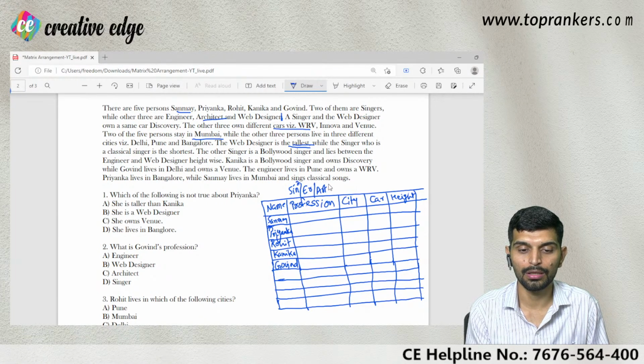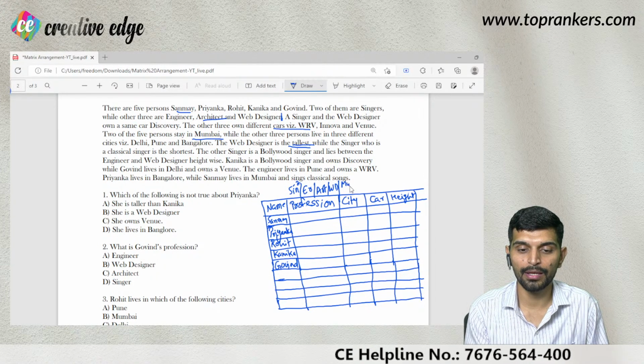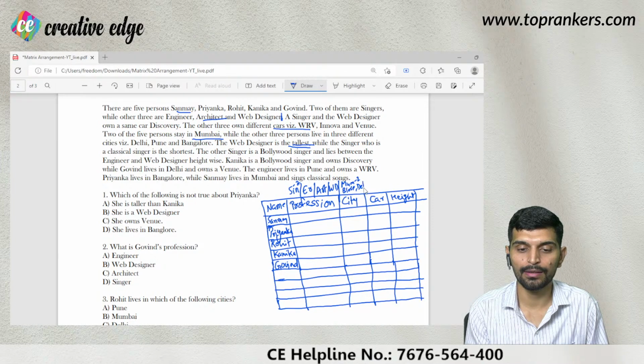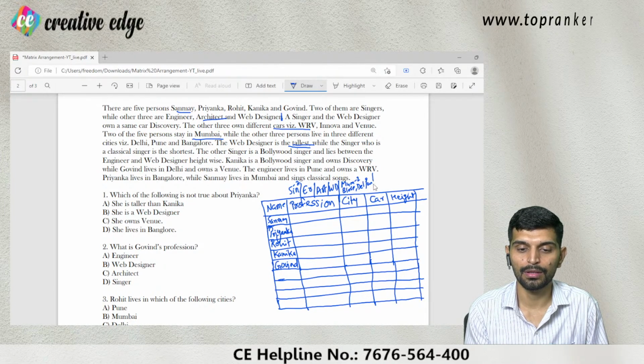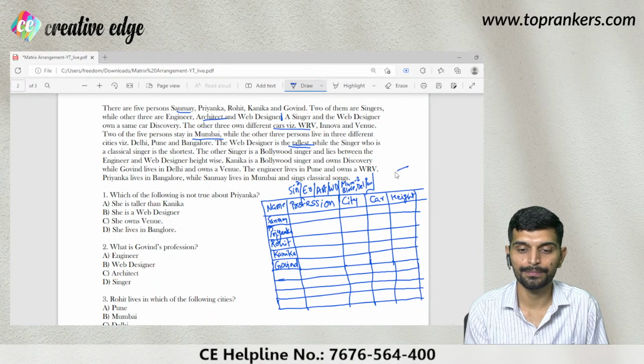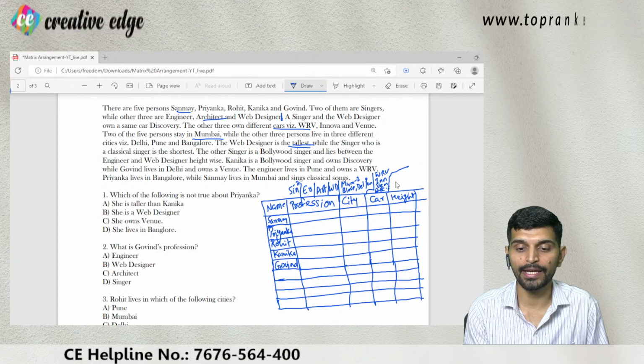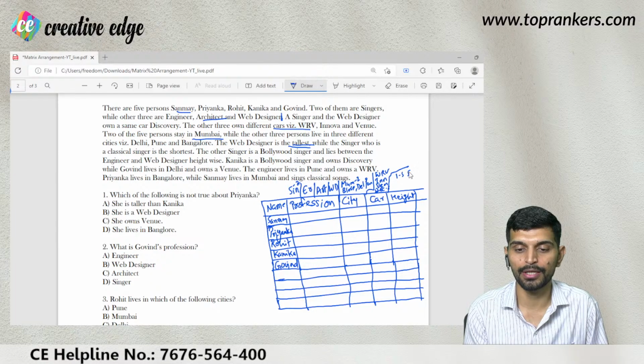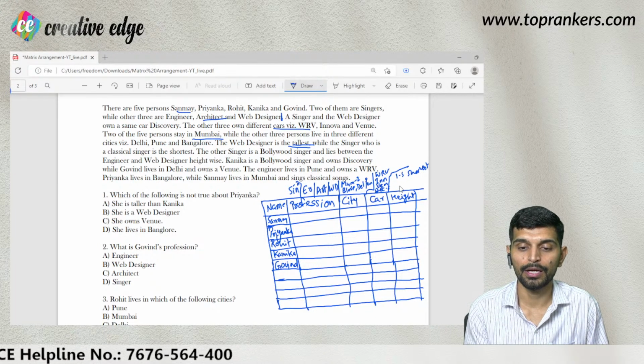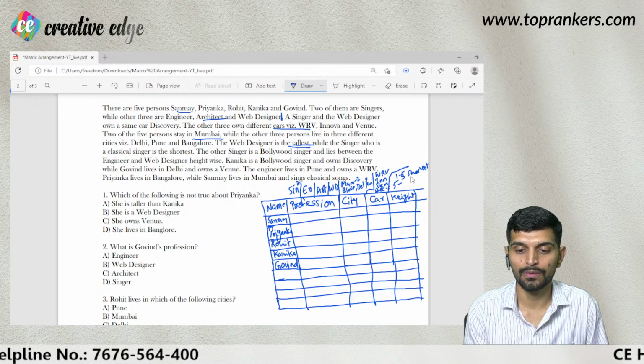architect, and web designer. Cities are Mumbai. In Mumbai, there are two people, Bangalore, Delhi, and Pune. Cars are WRV, Innova, Venue, and Discovery. And there are two Discovery cars. Height, I am considering one as shortest and five as tallest. One as shortest, five as tallest.